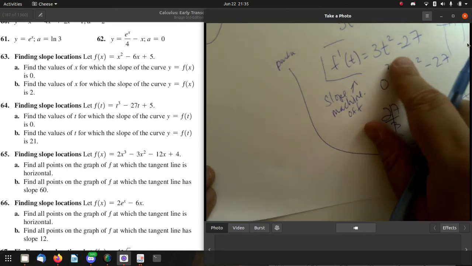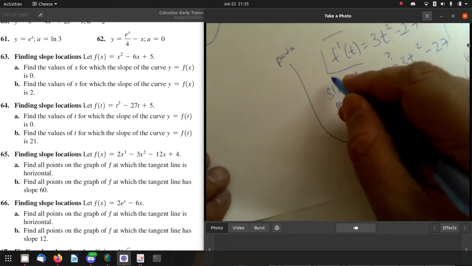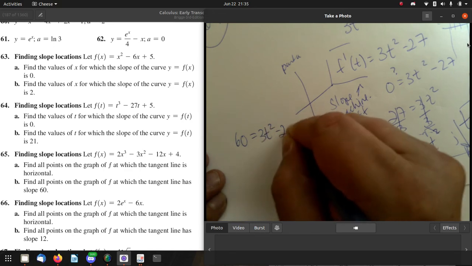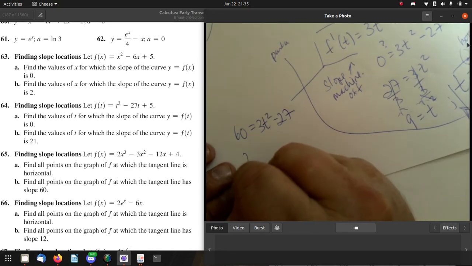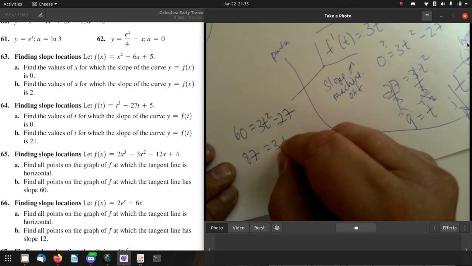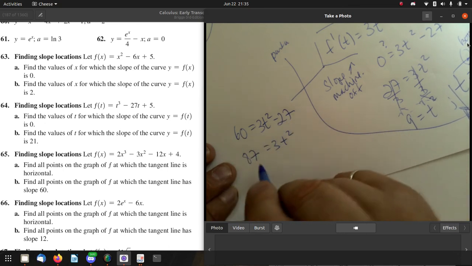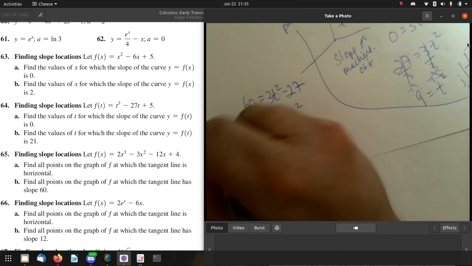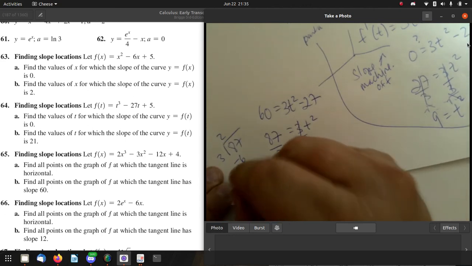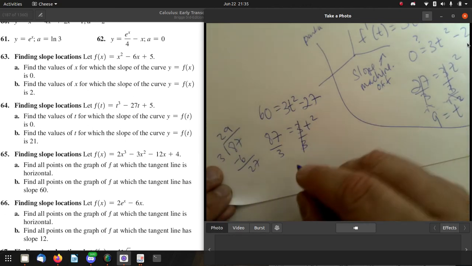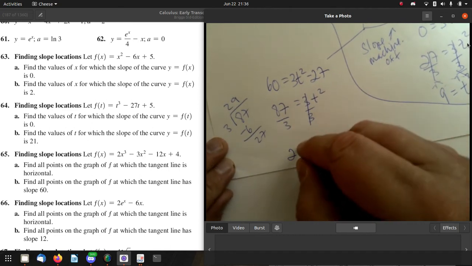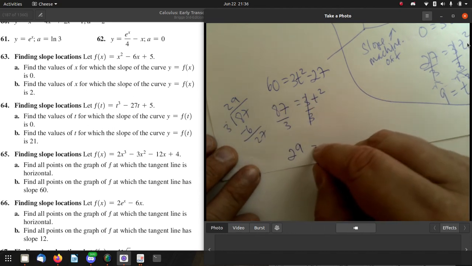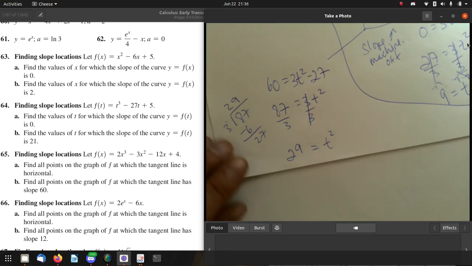Now, to do part B, we need the same function machine. So we're going to use the same machine, but just set it equal to 60. Now we're going to add 27 to both sides, giving us 87 equals 3t squared. Let me just make sure I didn't do a boo-boo there. Yep, that looks good. We're going to divide the 3 out on both sides. What is 87 divided by 3? Let me just make sure. Oh yeah, that's nice and clean. And we're going to get 29. I do that right? 27, 60. Yep, 60 and 27 are 87. That looks all good. And I get t squared equals 29.